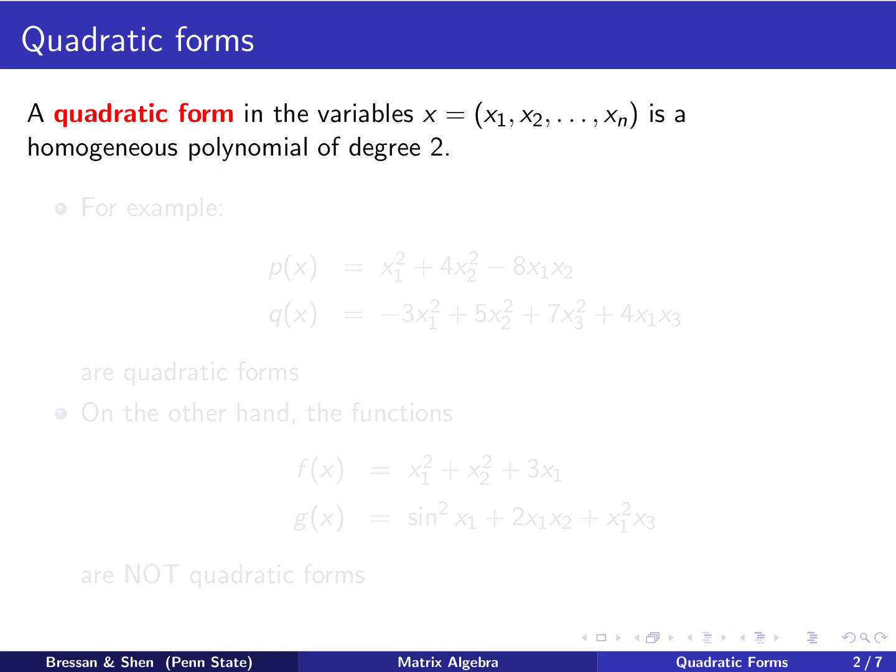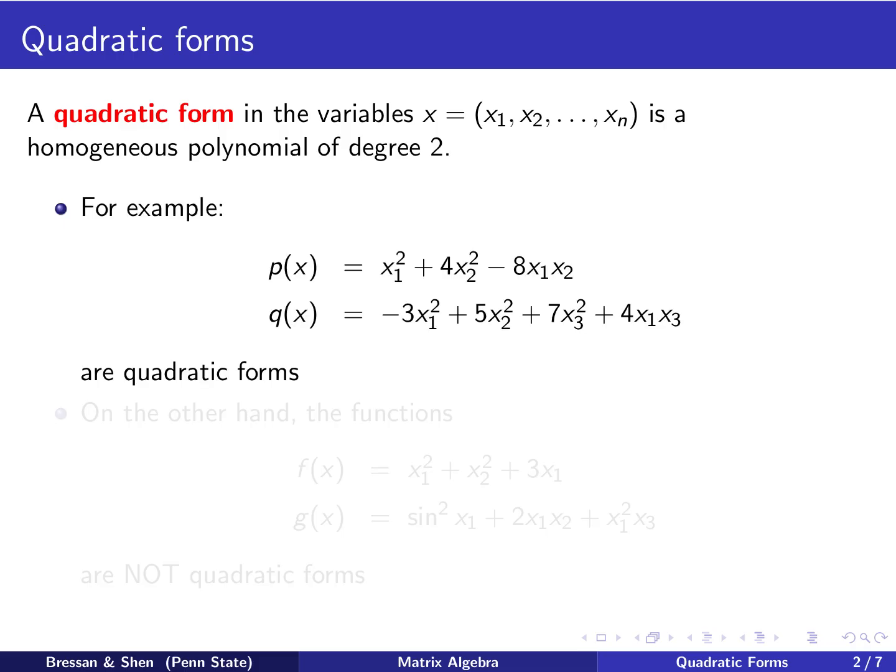So first, a definition on quadratic forms. A quadratic form in the variable x, where x is a vector containing elements x1, x2 to xn, is a homogeneous polynomial of degree 2. So what do we mean? We mean that each term is a polynomial of degree 2, meaning the degrees of the variables xi appearing in that term, if there are multiple of them, all add up to 2, and there are no other terms.